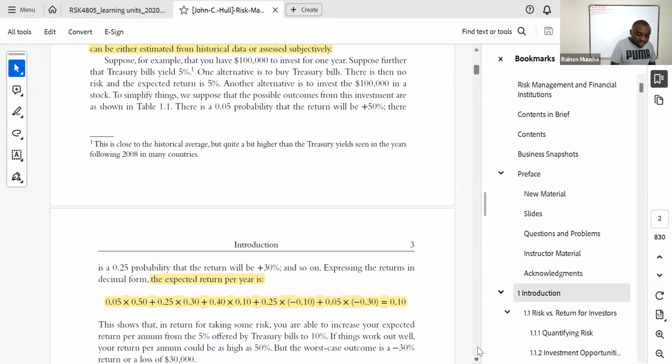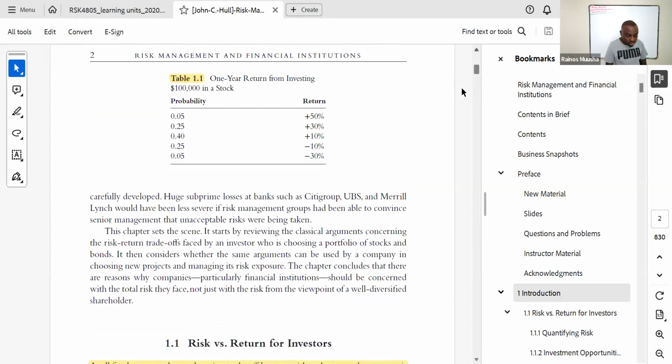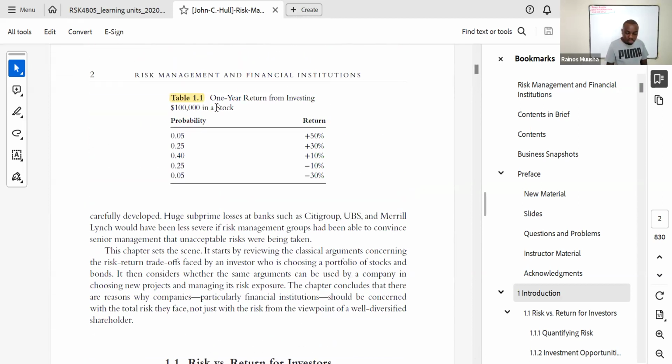So based on these possible returns and their probabilities, we can determine the expected return for a single investment. Remember, in this case, we are told that we're investing 100,000 in this stock, and these are the possible returns that we're expecting to generate from this particular stock. So we're now looking at measuring the risk and return of a single asset.